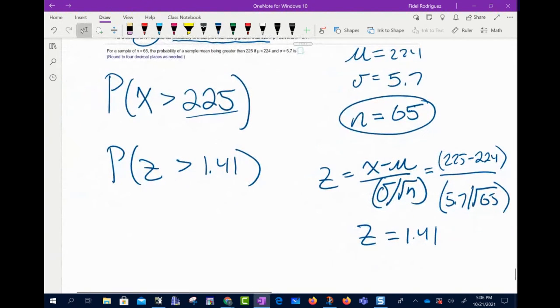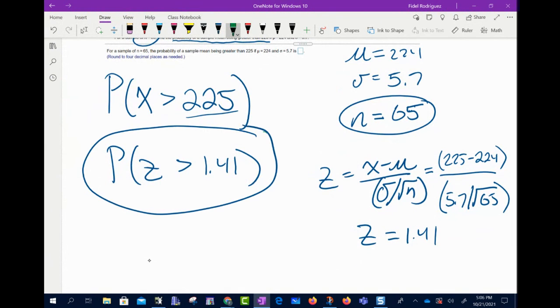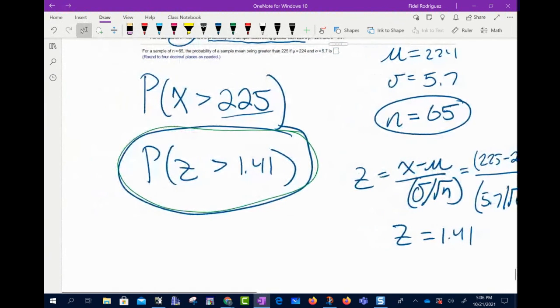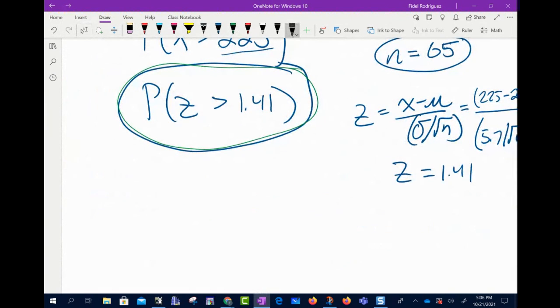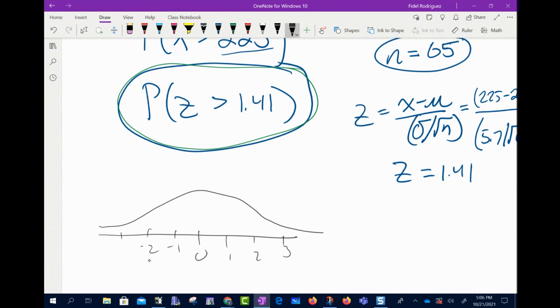Everything else is going to be exactly the same way we've been doing it. This part that I just circled, we're going to do exactly the same way. So what I'm going to do now is draw my picture: 0, 1, 2, 3, minus 1, minus 2, minus 3. 1.41 is somewhere right about here. And I'm shading everything to the right.